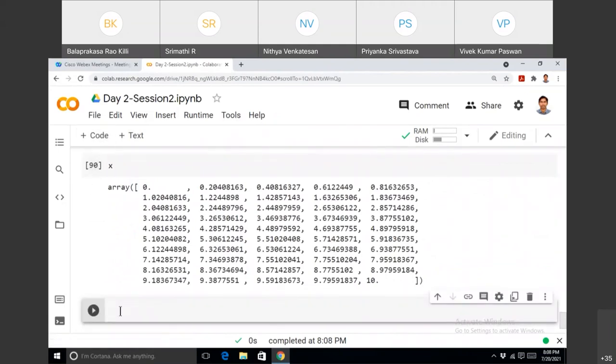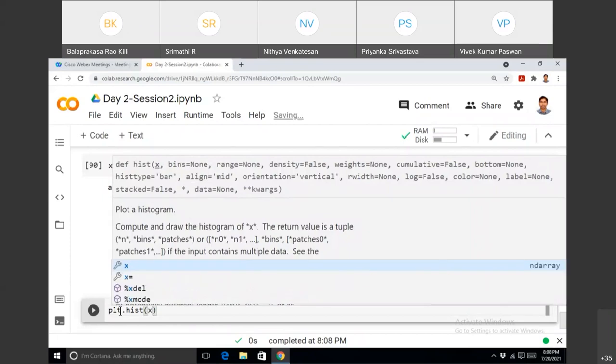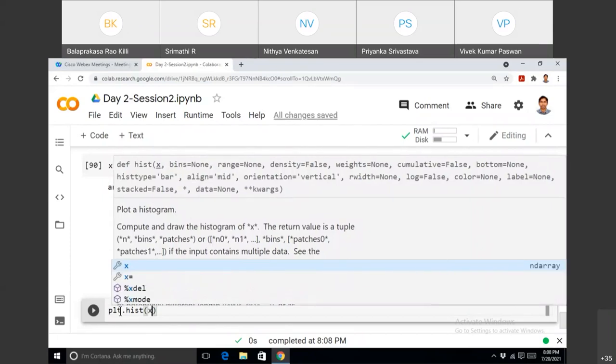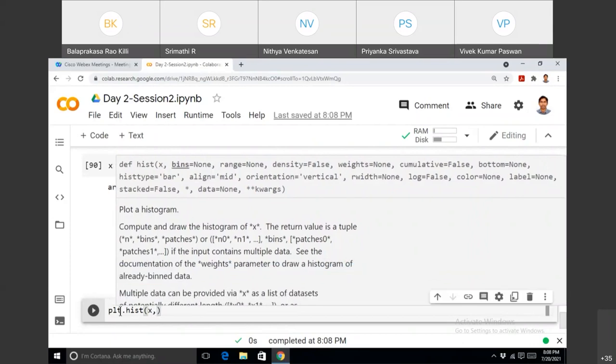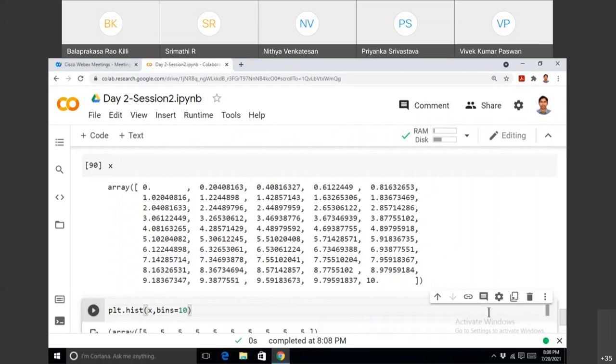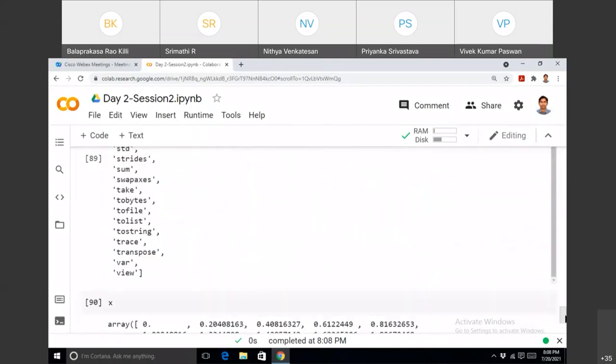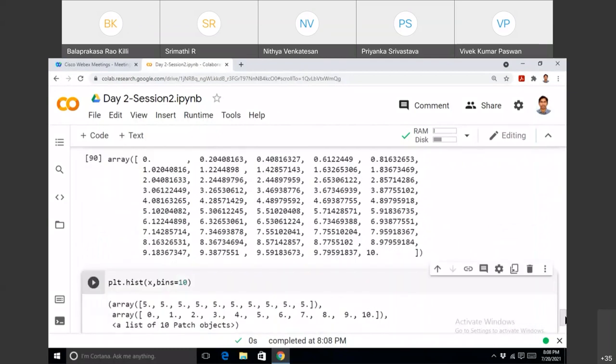So how to generate a histogram? There is a command called plt.hist. You simply pass x, and then there are many options that this histogram supports. Number of bins you can specify. Let us say the number of bins is 10. Now see what the output is. The output is like a single bar. You are saying you are generating 10 bins, but here there is only one bin, because what does linspace give you? Linspace gives you linearly spaced elements, right?